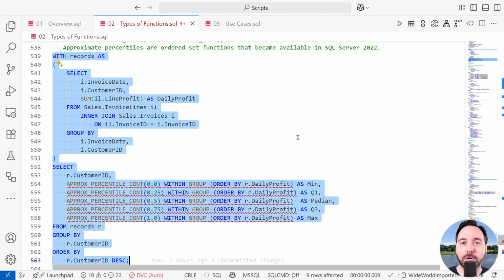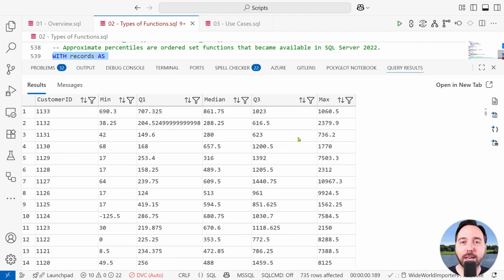Let's calculate approximate 5-number summaries for each customer. It takes less than a second, and we have our results. The min and max data points can be quite off from actual values, but the interquartile range will be pretty close on the whole, and I'd like to demonstrate that with the final pair of queries.